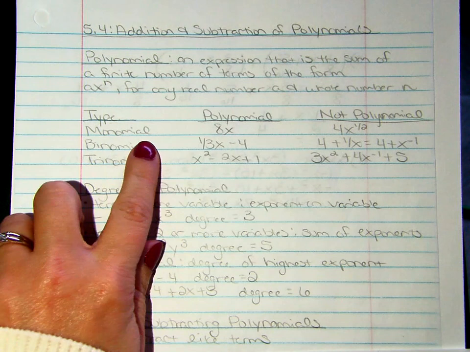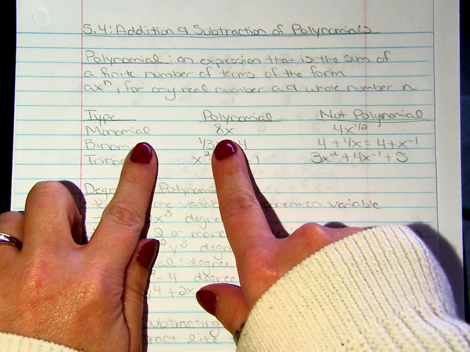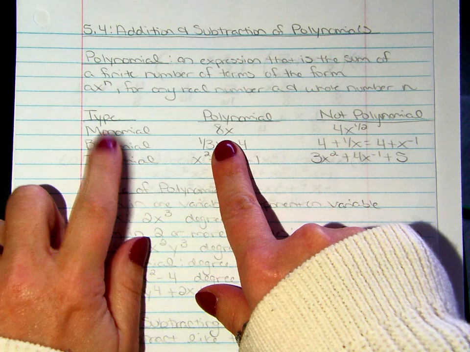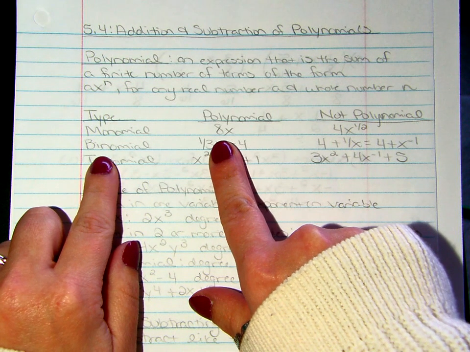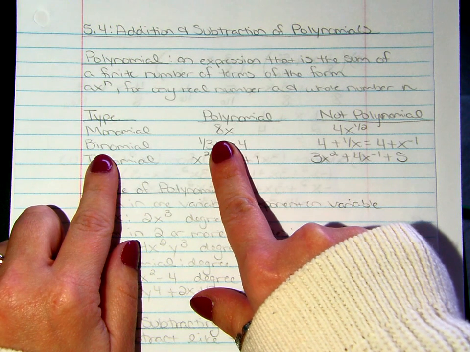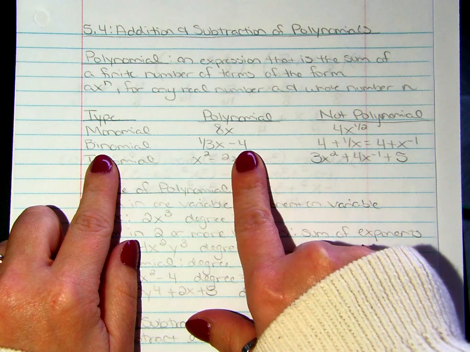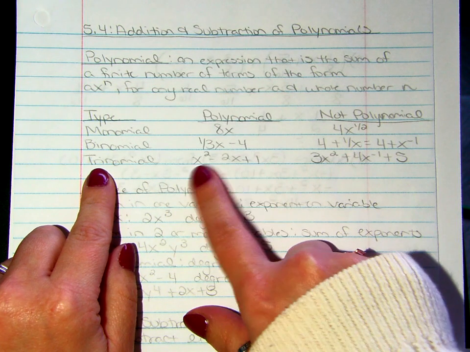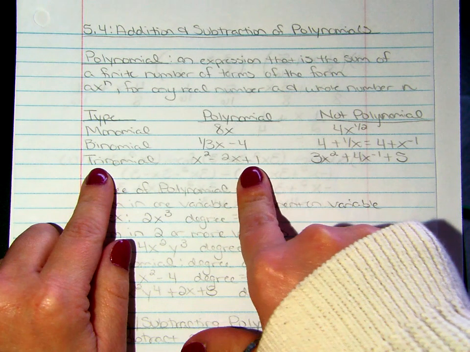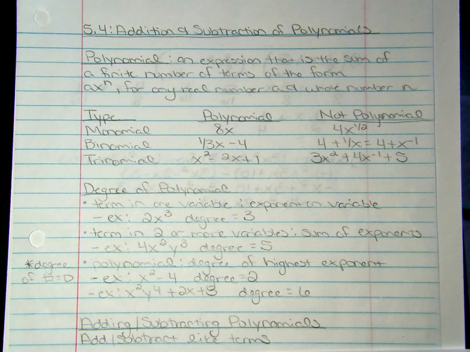A monomial has 1 term in it. That's all it has. Mon means 1. A binomial, think of a bicycle. Bicycles have 2 wheels. Binomials will have 2 terms. And trinomials, like a tricycle or a triangle, will have 3 terms. After that, we just generally call them polynomials if they have 4 or more terms. But every once in a while, I will say a trinomial or a binomial. Very rarely will I say monomial.